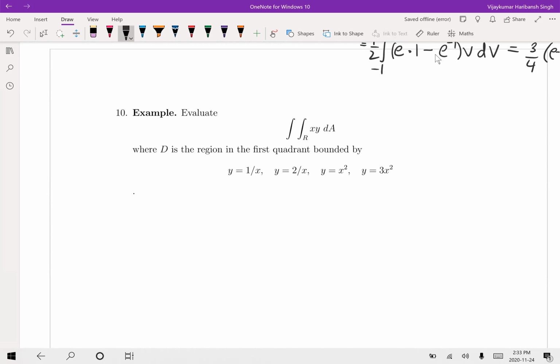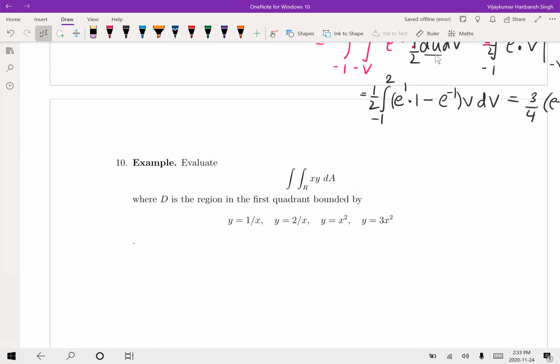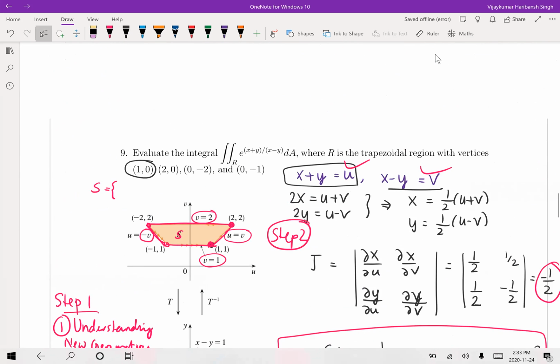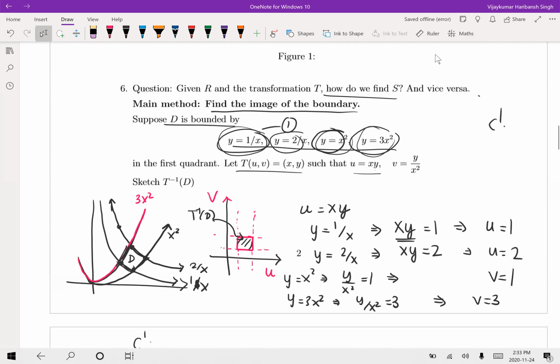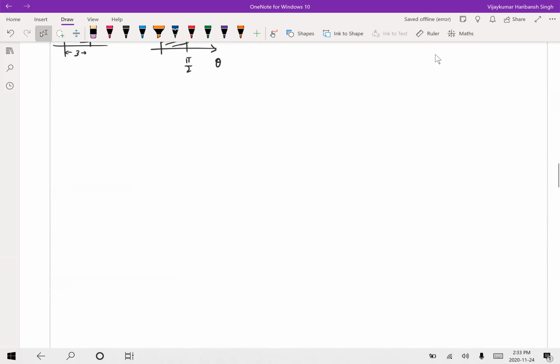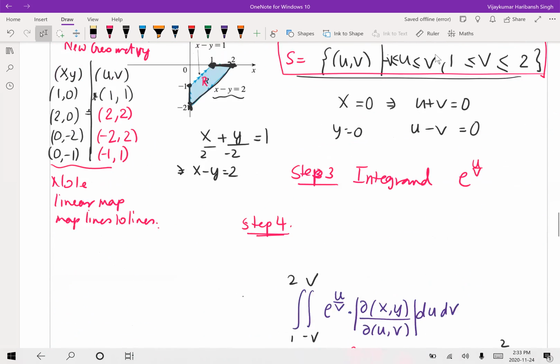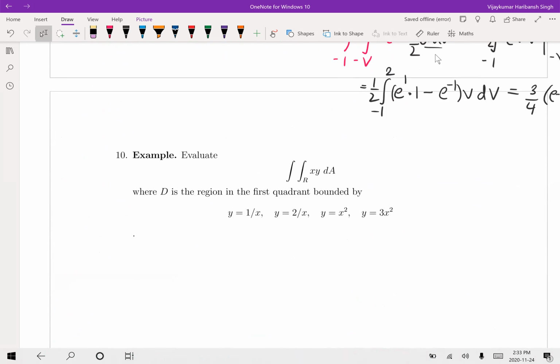So we have y equals 1 over x, y equals 2 by x, y equals x squared, y equals 3 by x squared. In this case, you recall, we have already done this, finding the region. Our region turned out to be a rectangle. So step one is to understand the geometry.